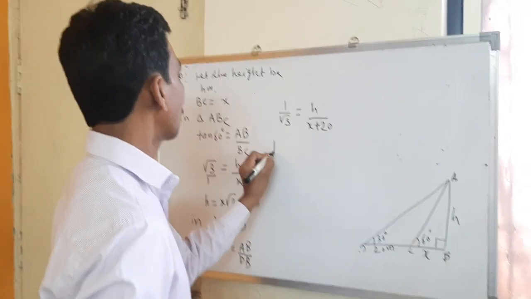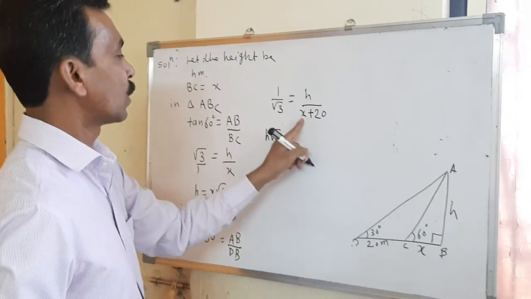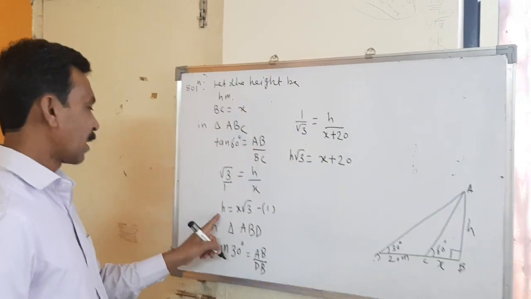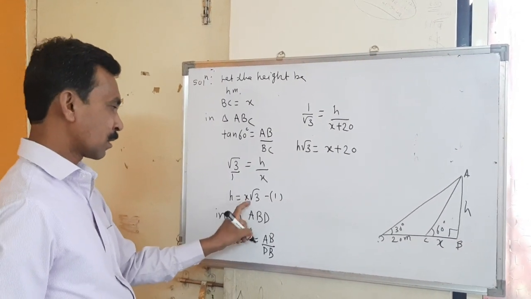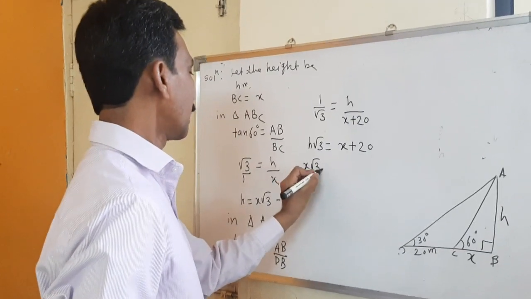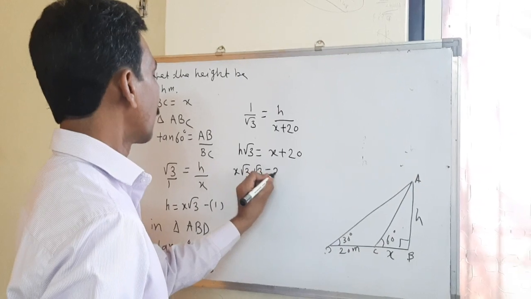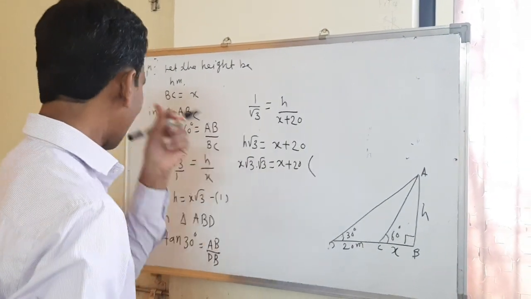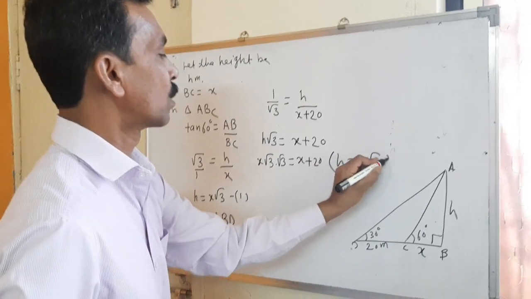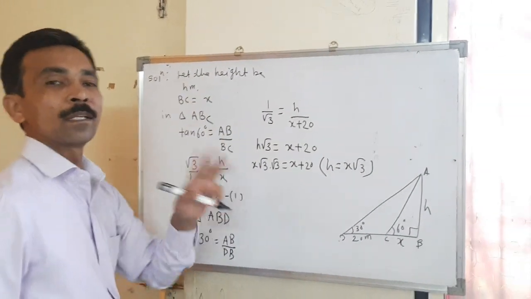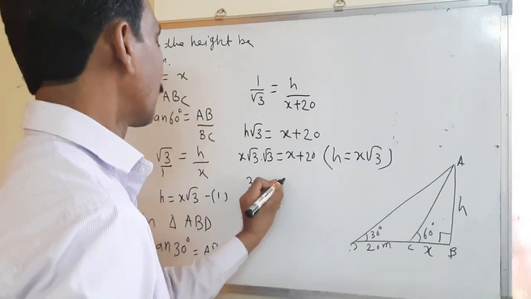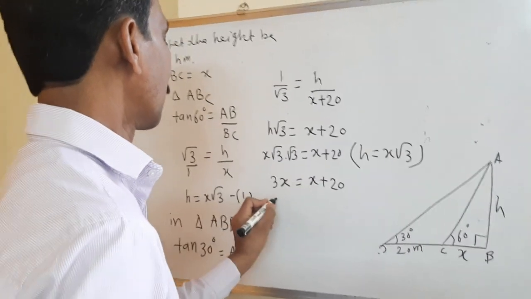Do the cross multiplication. H root 3 is equal to X plus 20. But what is the value of H? X root 3. So instead of H, it will be X root 3 into root 3 is equal to X plus 20. In bracket, write the reason: H is equal to X root 3. What is root 3 into root 3? 3. 3 into X. 3x is equal to X plus 20.